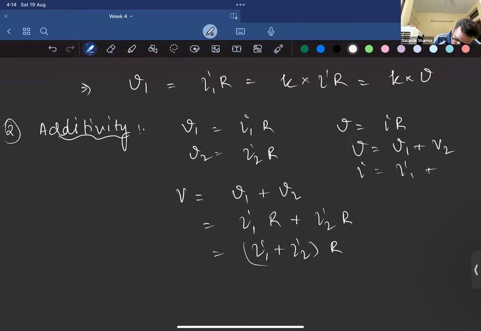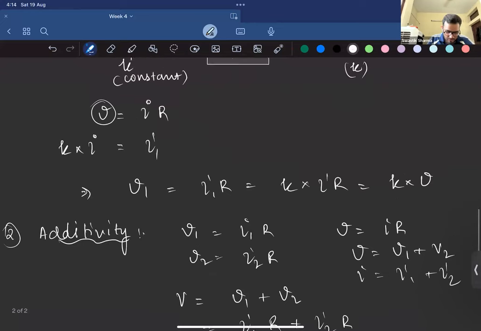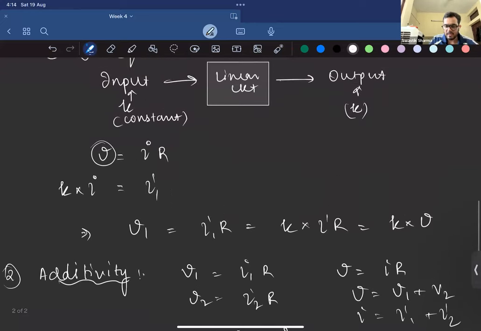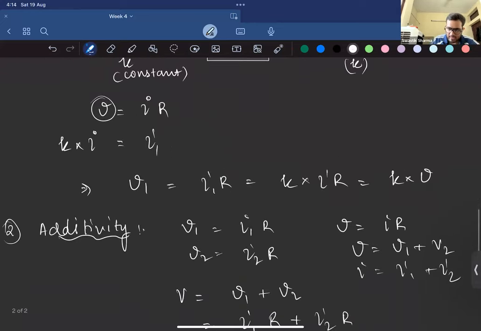And I is I1 plus I2. That means capital V is nothing but IR. Hence, a resistor follows the property of additivity as well. So if you take a look at it, we are only applying it to the resistive element, and that follows the Ohm law, V equals IR.